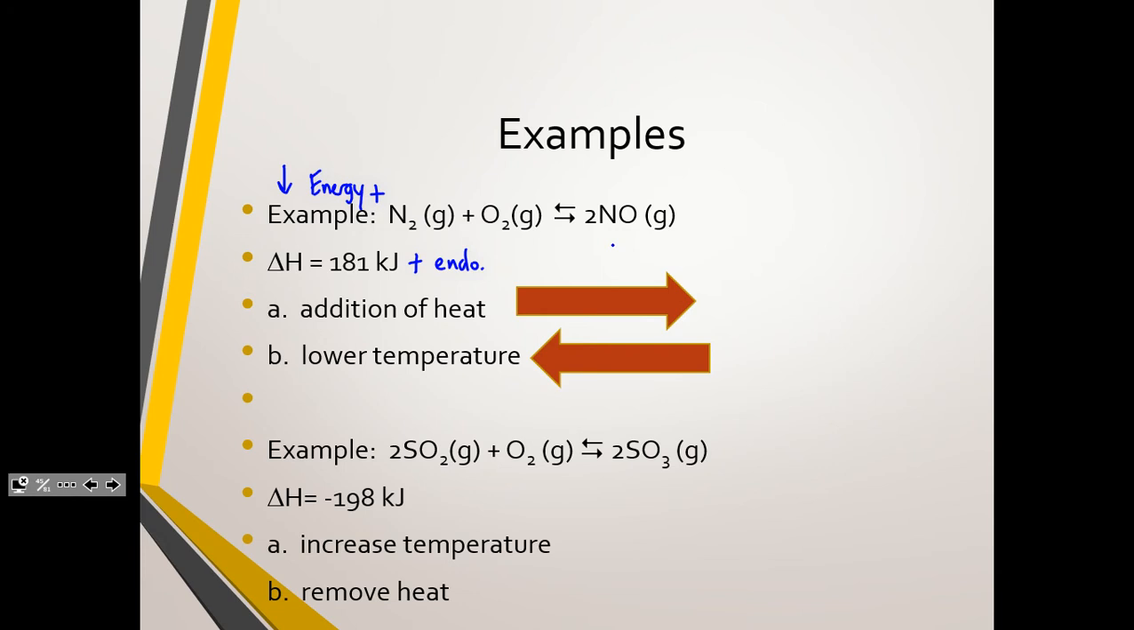Next example, down at the bottom, you'll see that delta H is a negative value, which means I can treat energy or heat as a product. If I increase the temperature, I will be adding energy to the right side, which will shift equilibrium to the left. If I remove that heat, I will be decreasing the energy as a product, causing equilibrium to shift to the right.